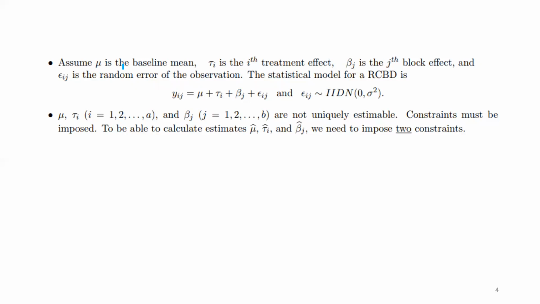Assume mu is a baseline mean. We have already discussed that part. You already know what that mu means. We can consider it as the baseline mean. Tau i is the ith treatment effect, so we are using tau here to represent the treatment effect. Then beta j is the jth block effect, so we have estimated the block effect with the beta notation. And e_ij is the random error of the observation. So this is the model for the RCBD.